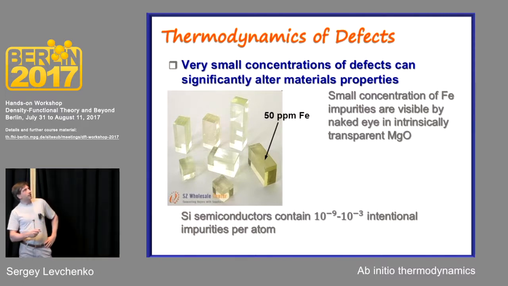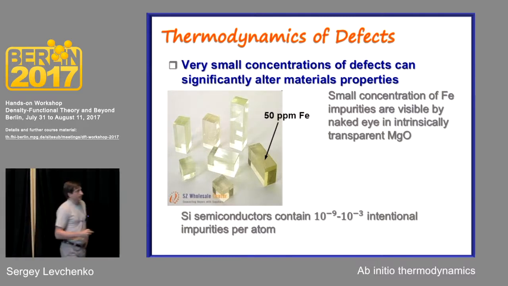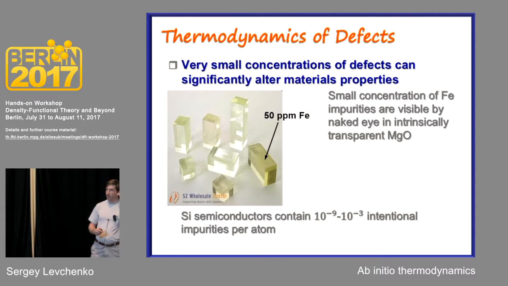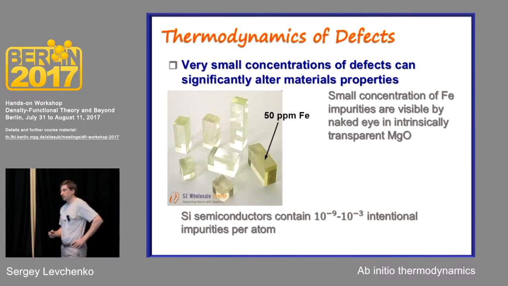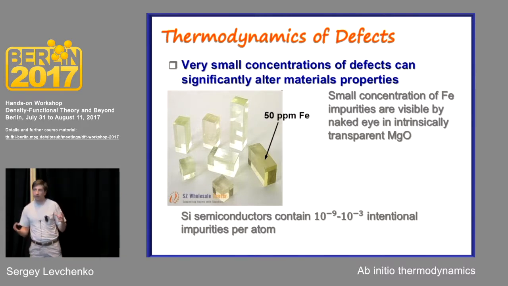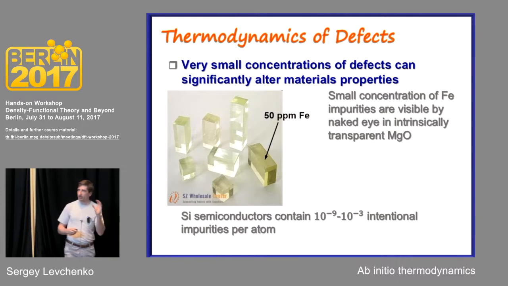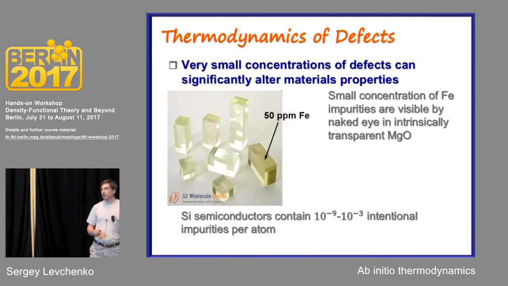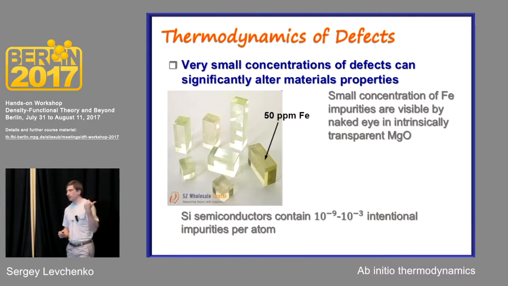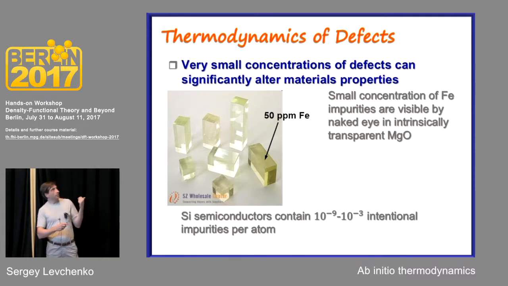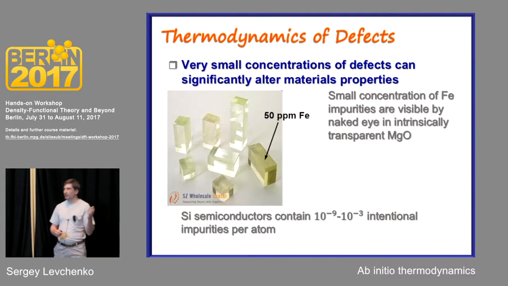Here is an example of magnesium oxide single crystals. Magnesium oxide has a large band gap, about 8 eV, and so single crystals should be transparent. And they are almost, but you see a bit of brownish color, right? This color comes from impurities of iron.